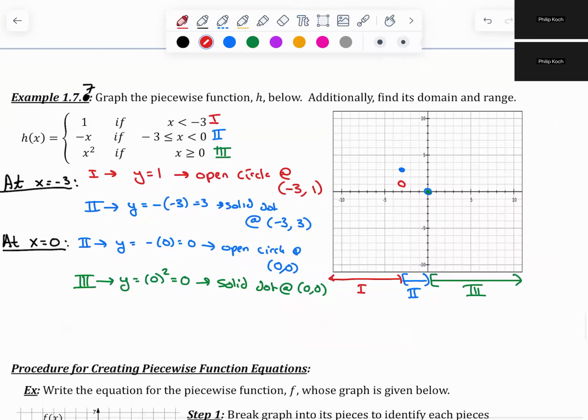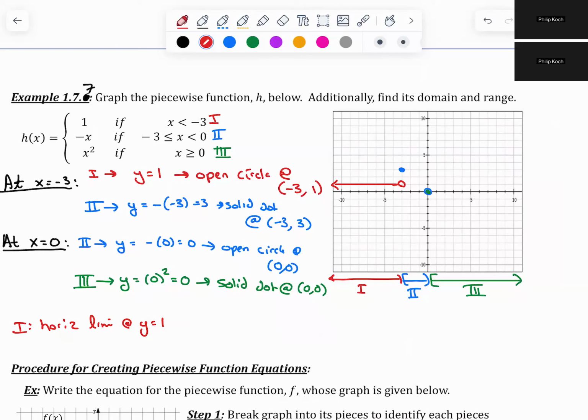So piece one is a horizontal line at y equals 1. It's a horizontal line because it's just a constant function. So this is where our library of functions and potentially our knowledge of linear transformations may come into play. But it's a horizontal line, so we'll just draw a flat line on the red portion. Like that.